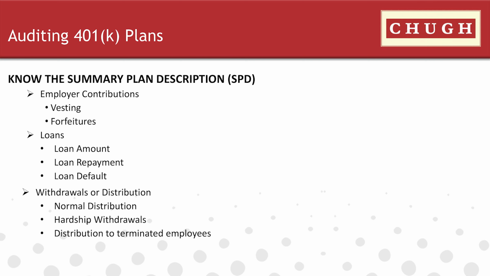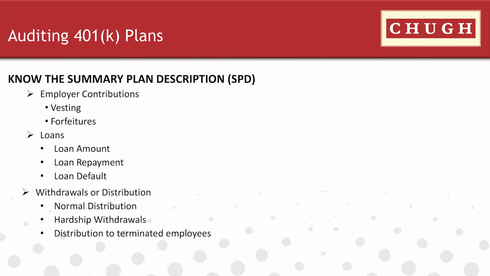It should be secured by your account balance, and the interest rate should be similar to what financial institutions offer. Second, the amount of the loan cannot be more than 50% of the participant's vested account balance, up to a maximum of $50,000. The exception is if 50% of your vested account balance is less than $10,000, you may borrow up to $10,000.